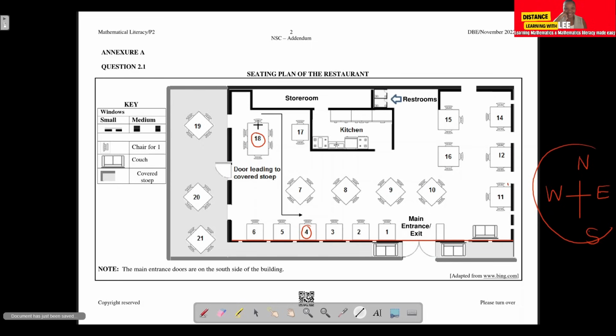Okay, that's fine. So what directions would you give? The first thing, because they did say you need to use compass directions, is that you can't say from table 18 you need to turn right. Compass directions, guys. That means you need to walk in an easterly direction, because you're moving towards the east. Then you turn and walk in a southerly direction. That is south. And then you turn again and walk in an easterly direction. So those are the compass directions you would give.